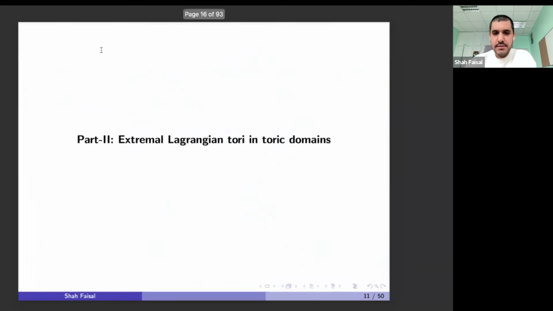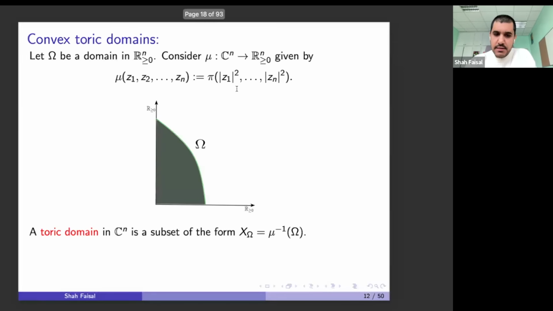So next we move to the second part of the talk. To fix notation, let's start with some definitions. Consider a domain in the positive orthant of R^n, something like what is shown in the picture. And then consider the standard moment map given by this. A toric domain is any subset that can be written as the inverse image of some domain. And a toric domain is convex if the reflection of this domain along the x-axis is convex.